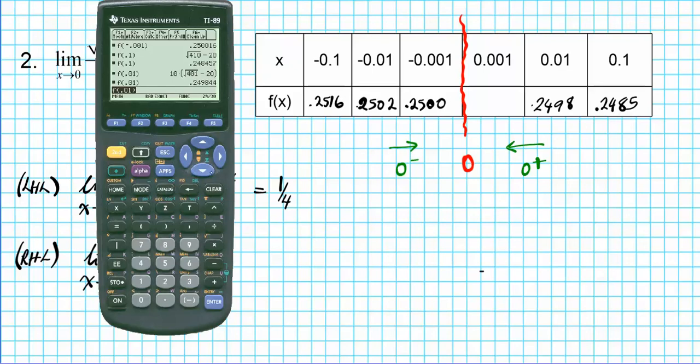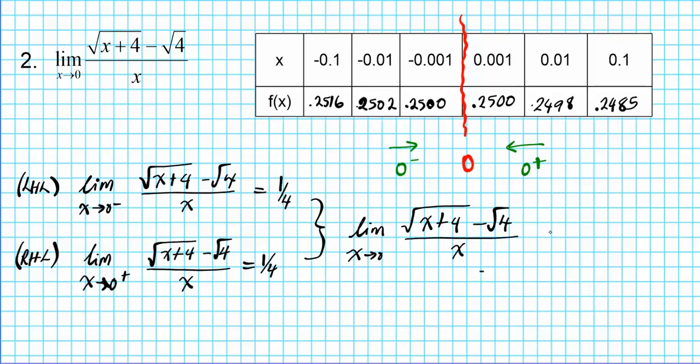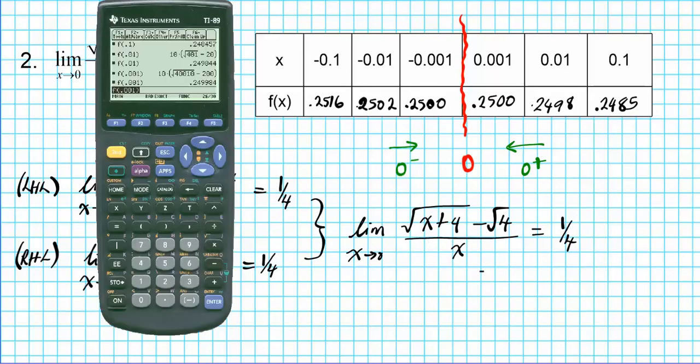Well, let's enter the last one, f of 0.001, and then we get 0.249. If we round it up to the 4th decimal place, it's 0.2500. So you see, the right-hand limit is 1/4 also. So what's our conclusion? Based on these two, we can conclude that the double-sided limit as x approaches 0 of the function root x plus 4 minus root 4 over x is equal to 1/4, 0.25.